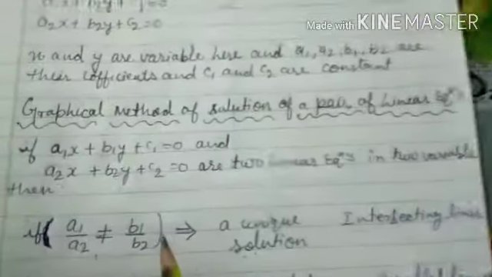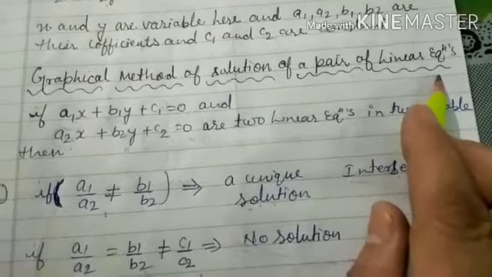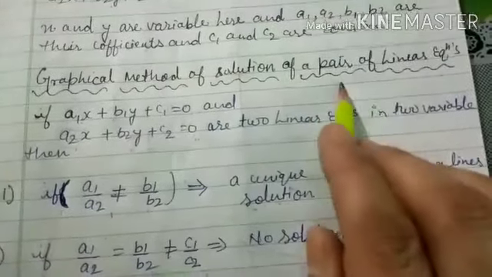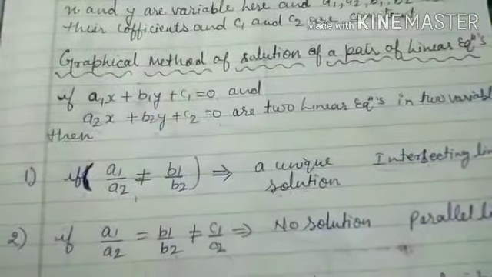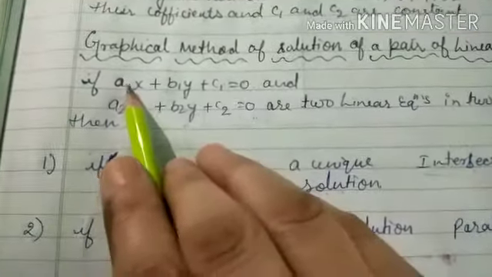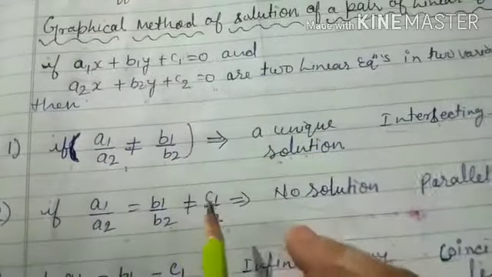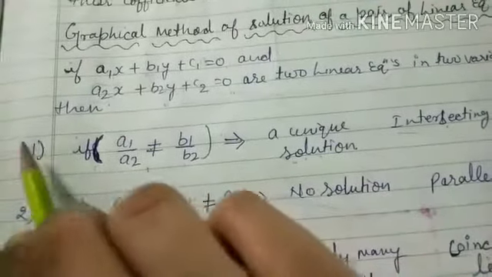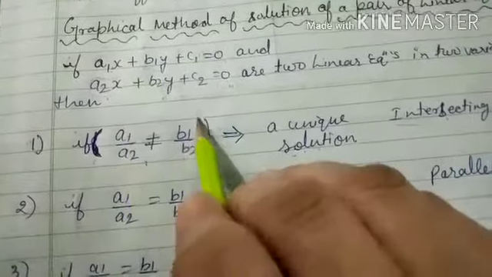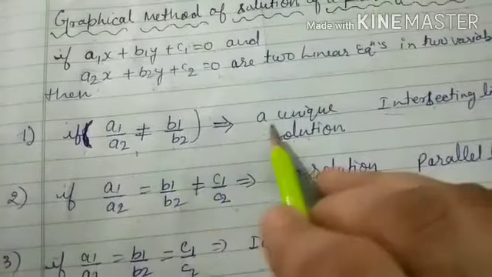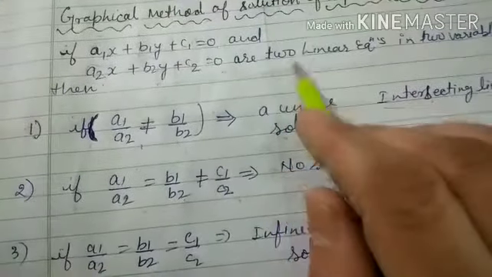Now today we will learn about the graphical method of the solution of a pair of linear equations. How will we find the solution of these equations by the graphical method? As we can see, we are using the coefficients a1, a2, b1, b2 and the constants c1, c2 here. So there is a relation between all these three things. That is the first thing we have. If the ratio a1/a2 is not equal to the ratio b1/b2, there will be a unique solution of these two linear equations.